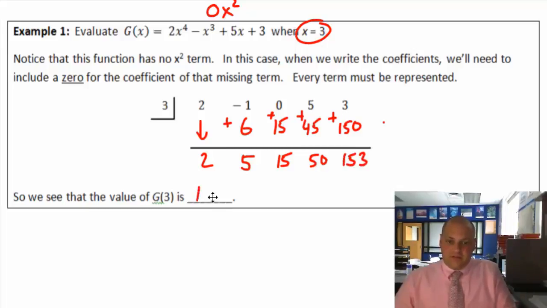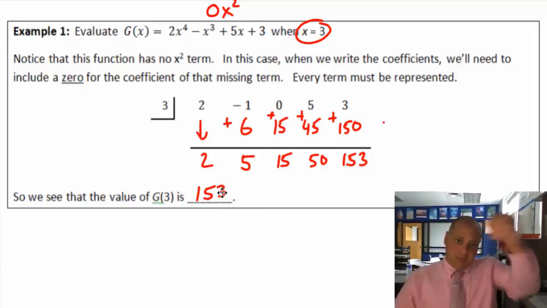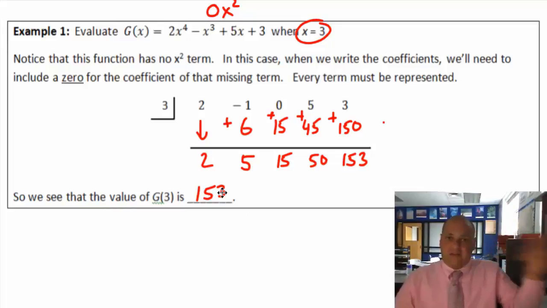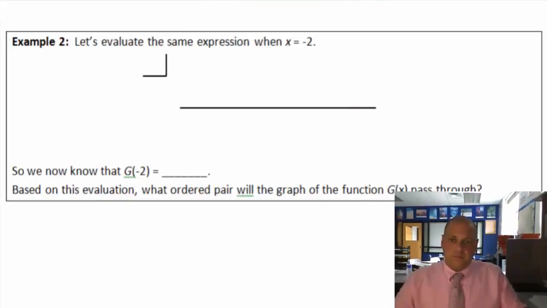Now, that means that g of 3 must be 153. So the old way, you would take that 3 and plug it in, plug it in, plug it in, as many times as however many x terms you have. Instead of doing that, you do this synthetic. You just take those coefficients, do the synthetic division or the synthetic substitution, and whatever you end up with at the end there is your value of the function, evaluated at g of 3 in this case.